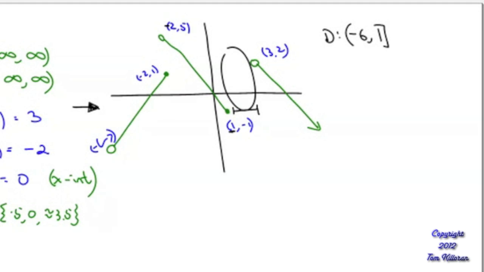So we said the brackets mean that, what do the brackets mean? Included. So as we move from the left to right, we have a graph, we have a graph, we have a graph, and then at 1, it stops. When does it pick up again? 3. Do I include it? No. Parentheses.